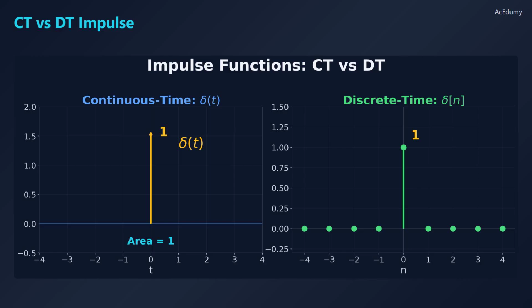Comparing the two impulse functions side by side. The CT impulse delta of t is represented by an arrow at the origin with unit area, while the DT impulse delta of n is a simple stem at n equals 0 with value 1. The CT version is a mathematical idealization that cannot be physically realized, while the DT version is a perfectly ordinary signal with finite amplitude. Both share the crucial sifting property that we will explore next.